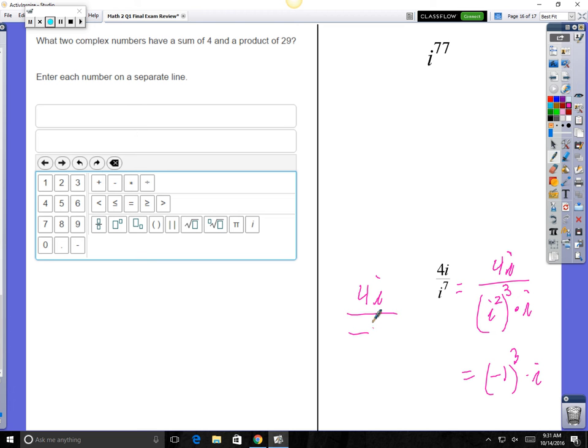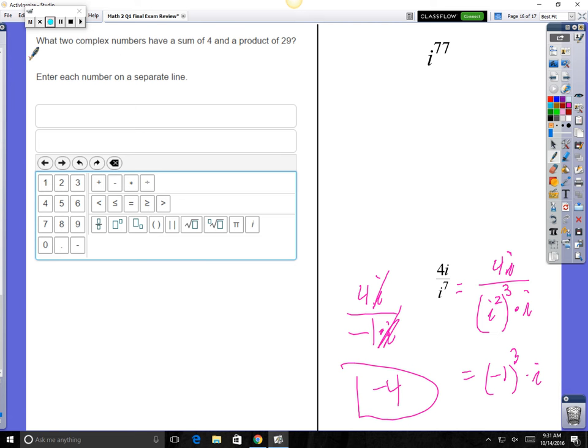On bottom you got a -1 times i. So it's kind of the same as we just did. I divided, i is going to cancel. So your answer is 4 divided by a -1, or a -4.